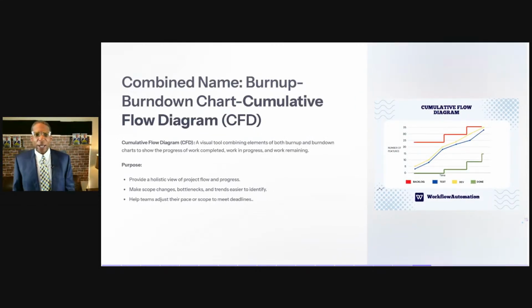What is CFD? A cumulative flow diagram. This is basically a combination of the burn up and burn down chart. It is a visual tool, combining the elements of both burn up and burn down charts to show progress of work completed, work in progress, and work remaining. Now let's look at the purpose. It provides a holistic view of the project flow and progress. It also makes scope changes, bottlenecks, and trends easier to identify. It helps teams adjust their pace or scope to meet the deadline. Again, CFD, or cumulative flow diagram.